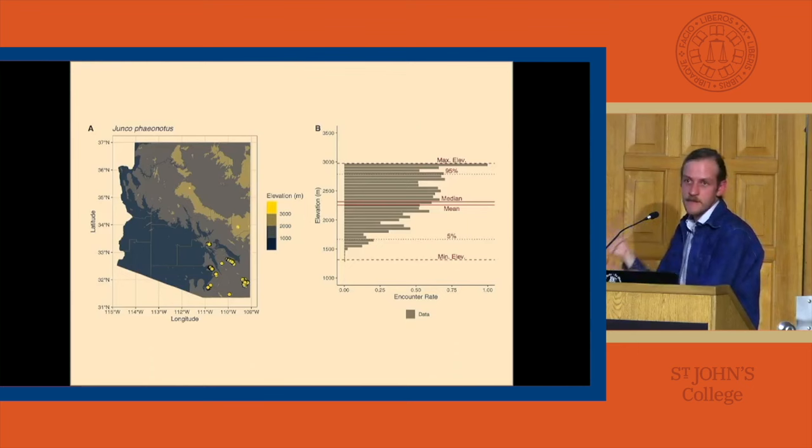I've overlaid a number of metrics that people commonly use to describe elevational ranges, like their minimum and maximum, but also their median or mean, or even the middle 90% of all observations. And these do, I would say, an insufficient job of describing the variation that's here. And so if we don't consider variation, we're leaving a lot of signal on the table.